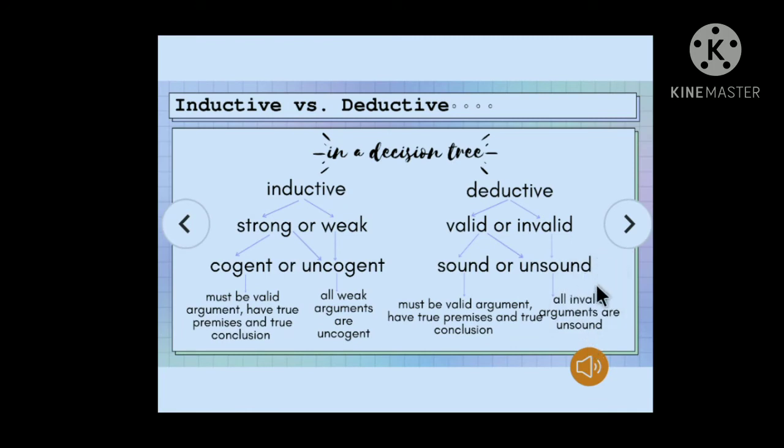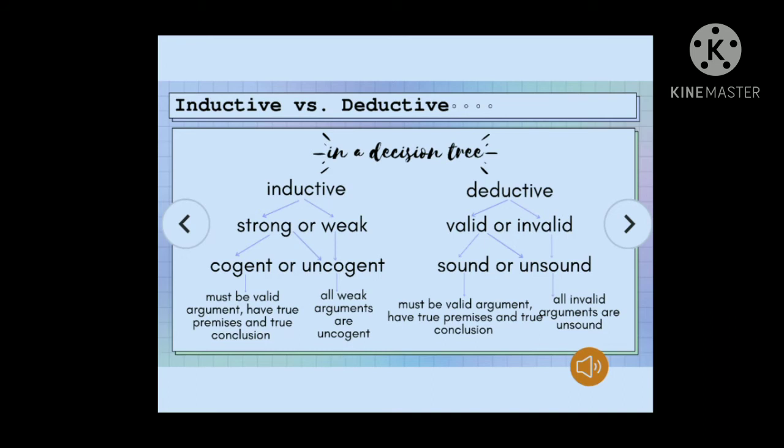With the definitions that we had earlier, I know it's not enough for us to differentiate the two reasonings. That's why I'm going to view them in a decision tree. Let us have first the inductive part. Inductive reasoning can either result in a strong or weak argument. In a strong argument, it can either be cogent or uncogent, while in a weak argument, it will only be uncogent. A cogent argument must be valid and have true premises and a true conclusion, while in the uncogent, all weak arguments are uncogent.